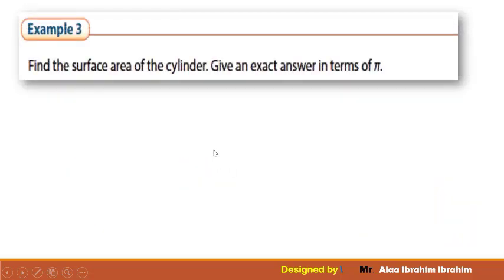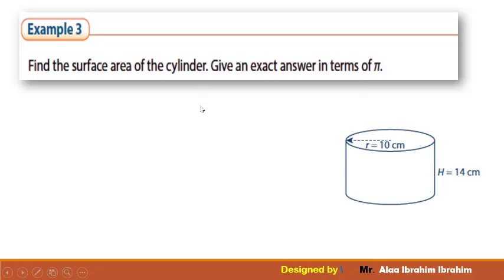Example number 3. Find the surface area of the cylinder. Give an exact answer in terms of pi. So this means leave pi without any change. So we're now going to see our shape. Our shape is a cylinder, right? So the bases, I have to discover my bases.